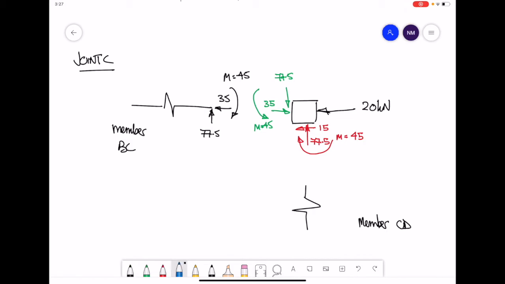These three red forces, moments, will then transfer into the next member CD. Equal and opposite, so the 15 going to the left becomes 15 going to the right. Vertical force 77.5 going up becomes a vertical force of 77.5 going down. Clockwise moment of 45 becomes an anti-clockwise moment of 45. Now taking these three forces in blue, we can take that with the force that's applied on member CD and draw out that and consider equilibrium for that member CD.